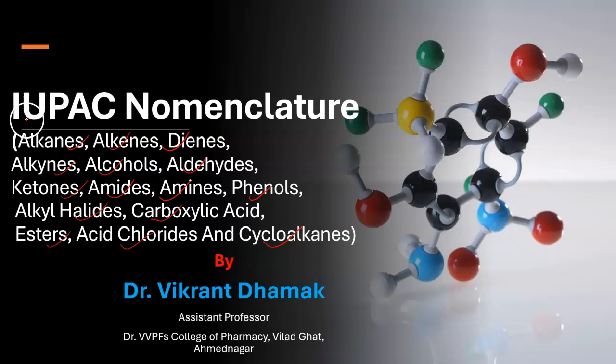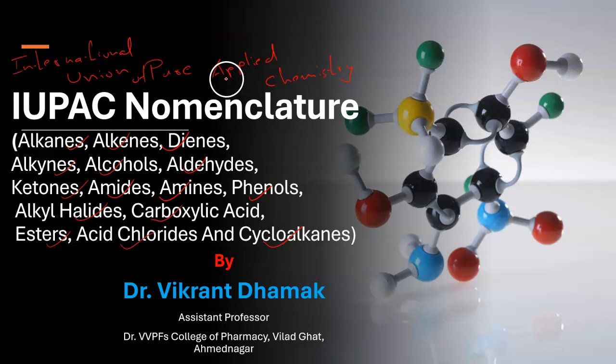Firstly, understand what is this IUPAC nomenclature. I stands for international. U stands for union. P stands for pure. A stands for applied. And C stands for chemistry. It is the International Union of Pure and Applied Chemistry.